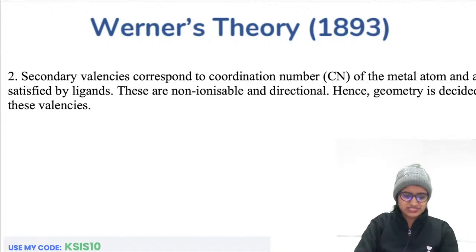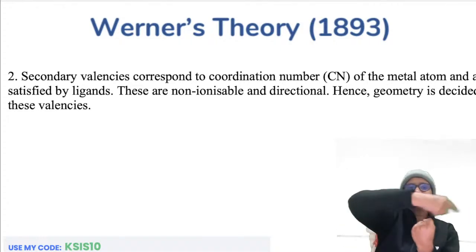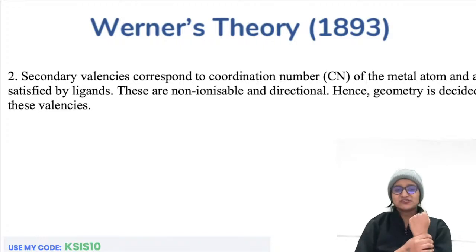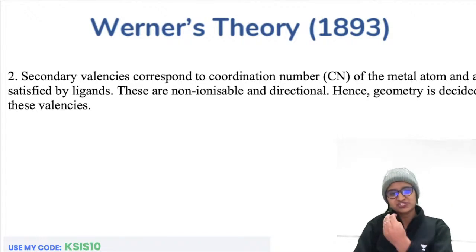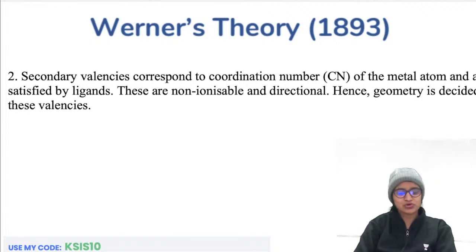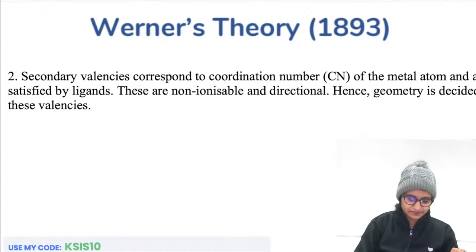Next is the secondary valency. Secondary valency is nothing but the coordination number. The coordination number is how many species surround your central metal atom or ion. These surrounding species, which donate electrons, are called ligands. These are non-ionizable and they are directional, so that's why you decide a geometry for them.